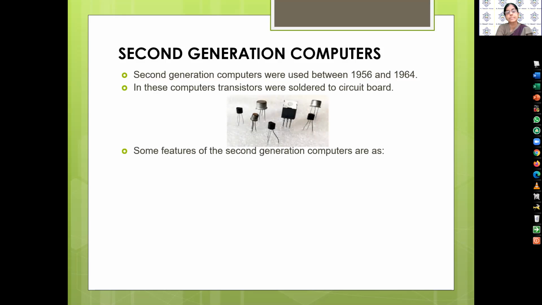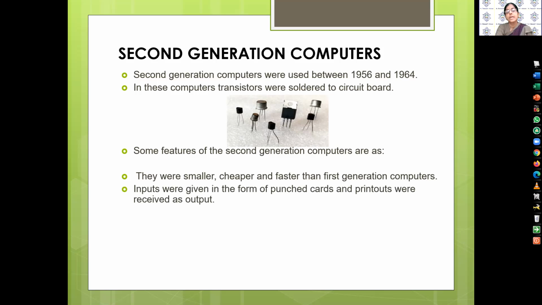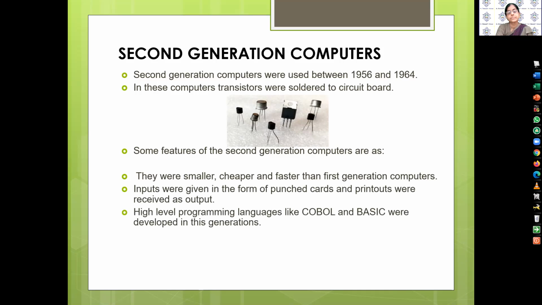It looks just like this. Some features of second generation computers are that they were smaller, cheaper and faster than first generation computers. Inputs were given in the form of punch cards and printouts were received as output. High-level programming languages like COBOL and BASIC were developed in this generation. Now some examples of second generation computers: IBM 7090, IBM 700, CDC 160 and IBM 1401.